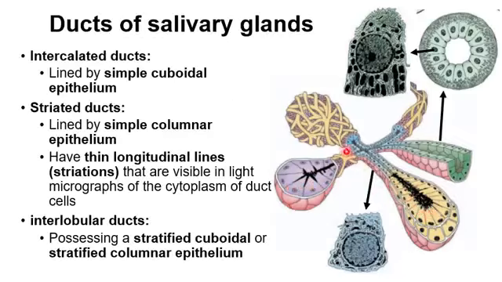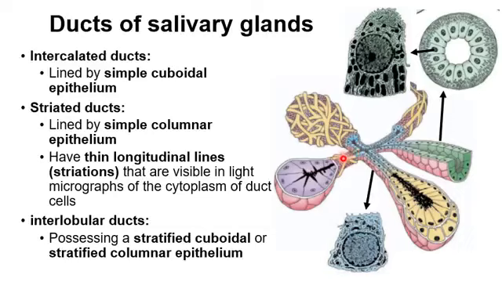These secretory units are drained by the salivary gland duct system. This system starts with the intercalated duct. These ducts are lined by simple cuboidal epithelial cells. Saliva in the intercalated ducts is isotonic and is called primary saliva.